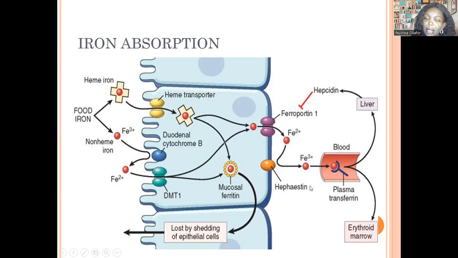When found in placenta, it's called cyclopen. So here we have it as hepcidin, converting the iron 2 back to iron 3 before it is bound to transferrin. Once bound to transferrin iron 3, it will now pass through normal blood circulation, blood vessels, and get to where it can be utilized, either in the erythroid marrow or in the liver where it is stored as ferritin.